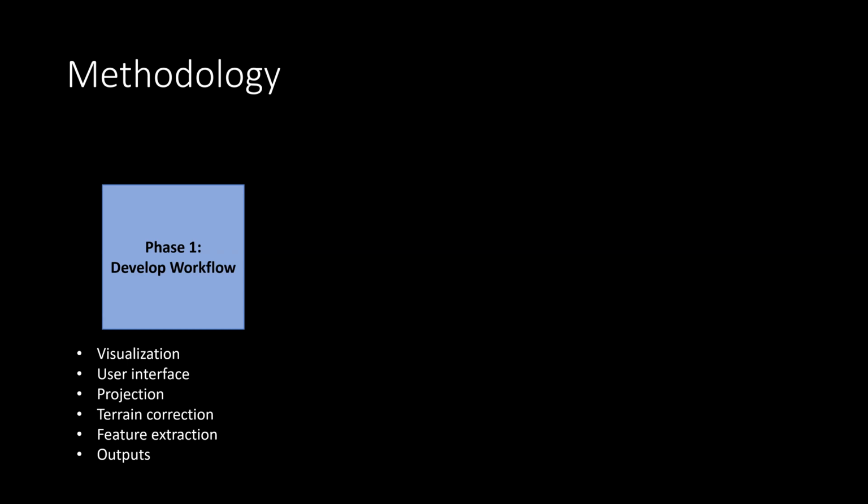I'm happy to say that it's pretty much at the point where it's developed and it's working. What it basically does is project frames back and forth from image space to map space. We're visualizing that data as full motion video, with a user interface to tinker with it. We're doing terrain correction to account for variations in topography, doing the feature extraction, and generating outputs, which we can then put on a map.